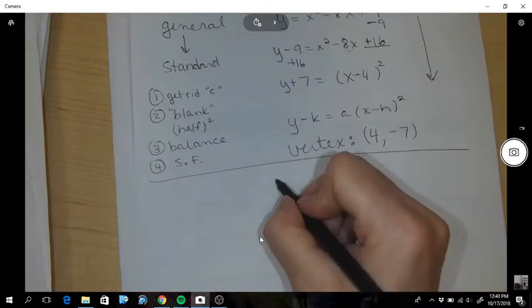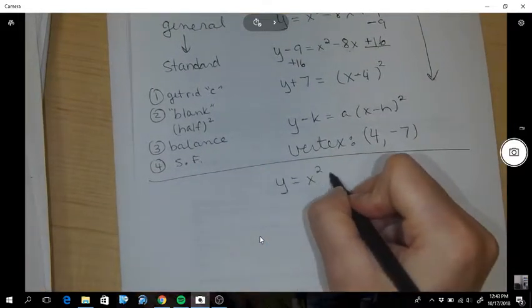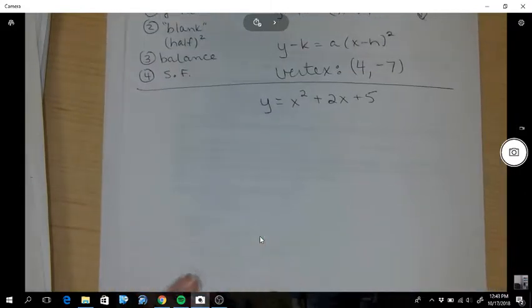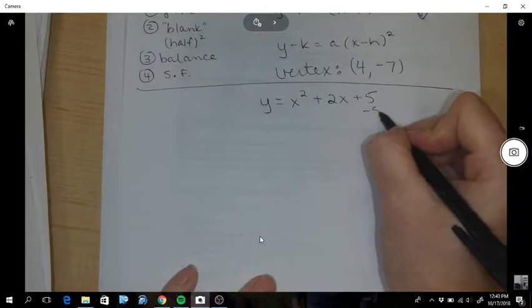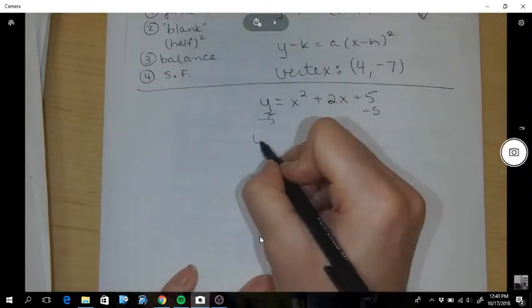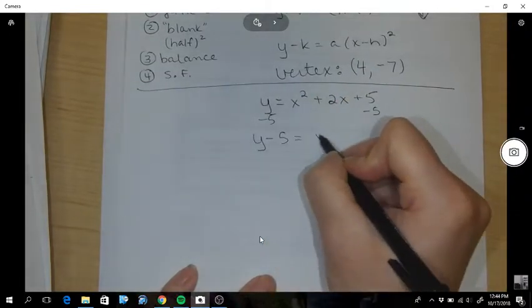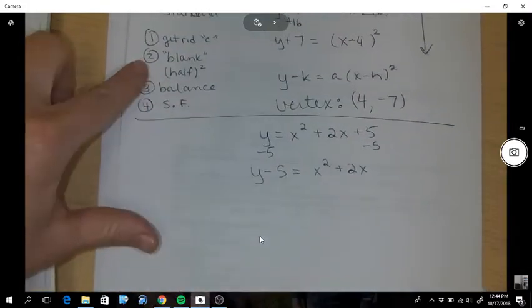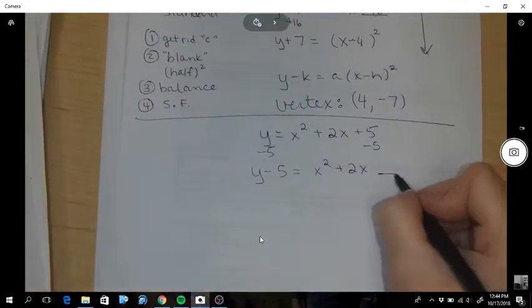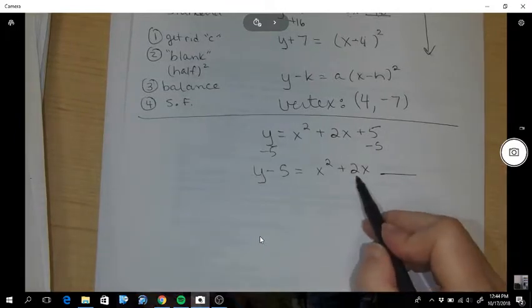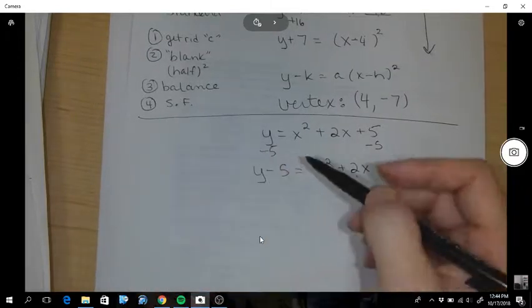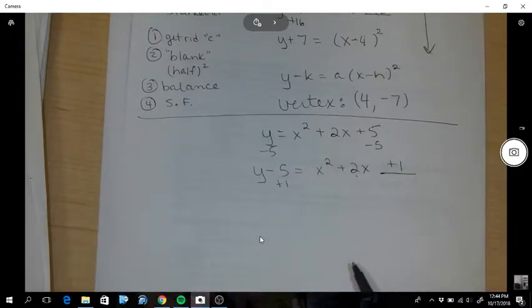Okay, let's try another one like that. y = x² + 2x + 5. So we get rid of c. Step 1, get rid of c. Now we make a blank. Take half, which is 1. Square 1 is 1. Now we balance, so we add 1.